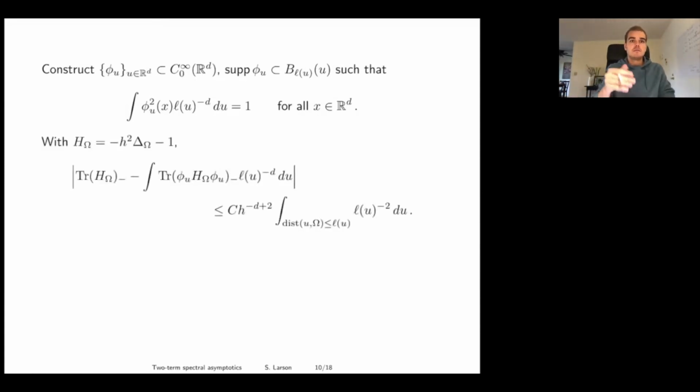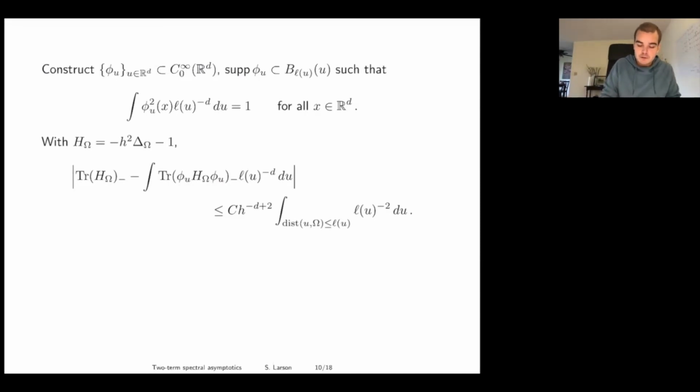Now, by a fairly simple argument, just involving an IMS localization and a Lieb-Thirring or a Brasco-Lieb-Liao type inequality, you can show that, let me write this operator that we're considering just as H_omega to save some space. So if we look at the trace that we're interested in, then that can be approximated by now an integral over these localized traces where we sandwiched H in between two copies of our localization function.